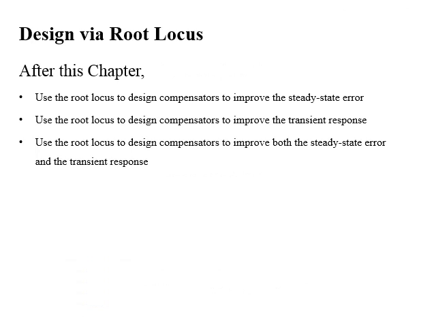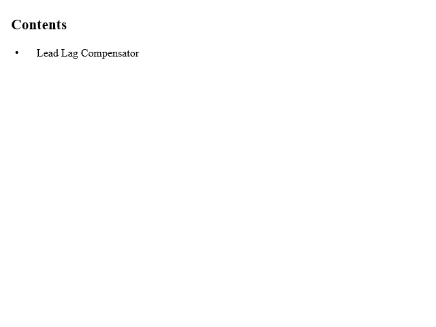Dear students, after this lecture, you will be able to design a compensator to improve both steady-state error and transient response of a closed-loop system. Contents of this lecture are design of lead lag compensator for a closed-loop system.